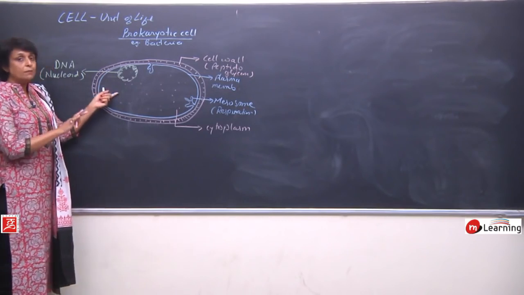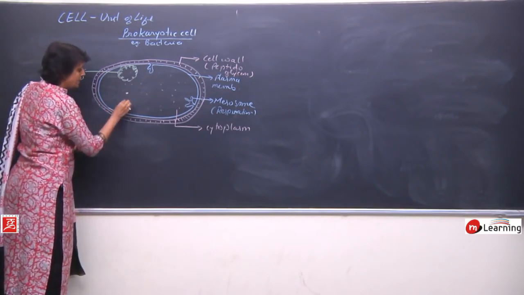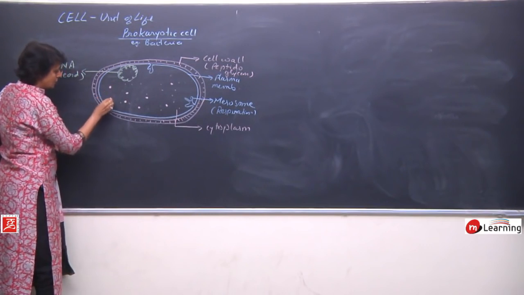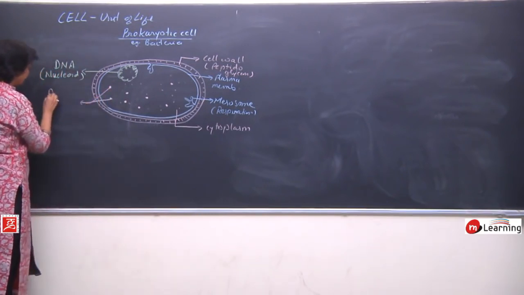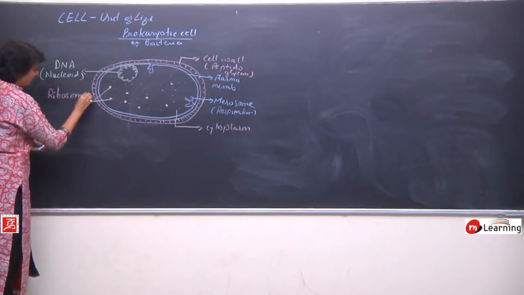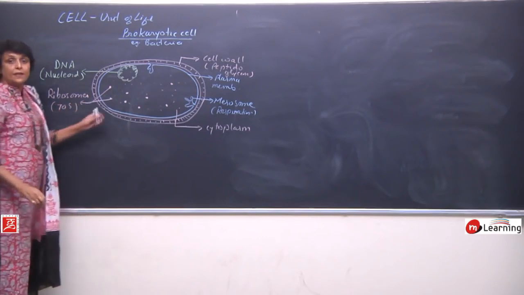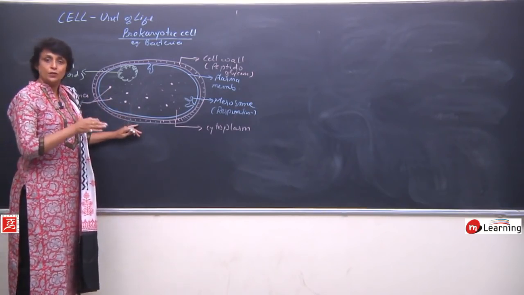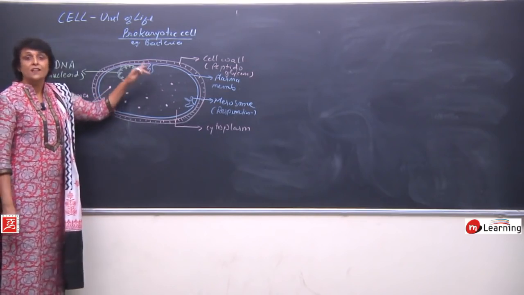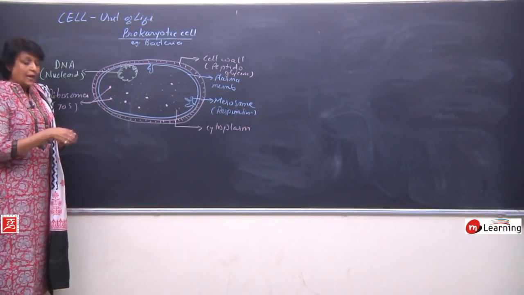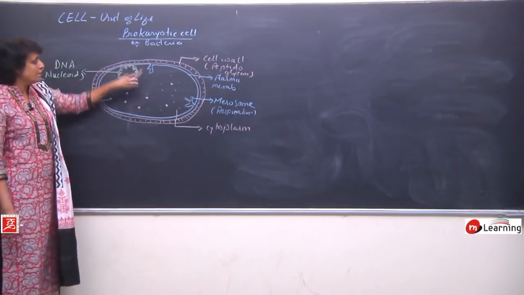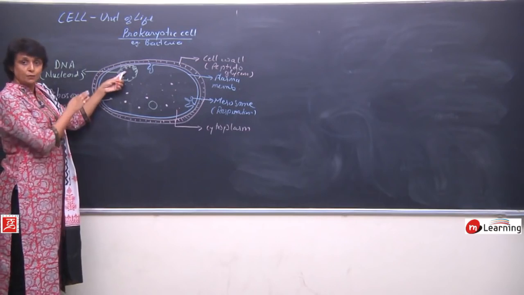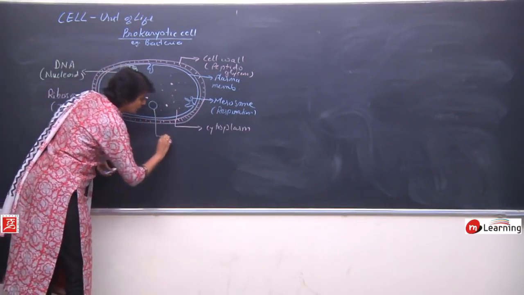Other than that, there are no membrane bound structures in here. There are some ribosomes. Ribosomes are non-membranous bodies. These ribosomes are scattered in the cytoplasm, and they are 70S type. When we come to the details of the organelle, we'll talk about 70S and 80S. 80S type of ribosomes are found in eukaryotes, and 70S are found in prokaryotes. In some bacteria, or in some prokaryotic cells, there is a circular DNA apart from the main genetic material. This is called plasmid.